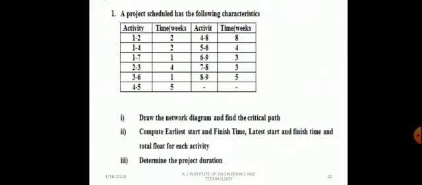Now let us see how to solve a problem. A project schedule has the following characteristics. Activity 1 to 2, time is given, and also up to 1-4, 1-7, 2-3, 3-6, 4-5, 5-6, 7-8, 6-9, 8-9. Draw the network diagram and find the critical path.